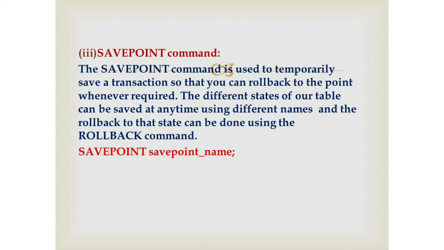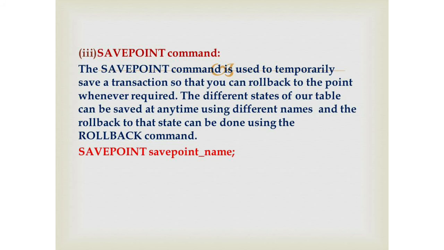The SAVEPOINT command is used to temporarily save a transaction so that you can roll back to that point whenever you require. If we store that particular data temporarily, whenever we want, we can change it, roll it back, redo or undo it, right? For that purpose only we use the SAVEPOINT command. The different states of our table can be saved at any time using different names. The rollback to that state can be done using the ROLLBACK command. At any state, you can roll back to the already performed actions. If you want to change that, you can also do that.